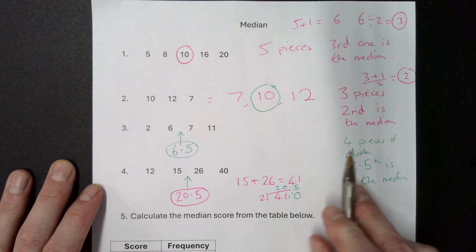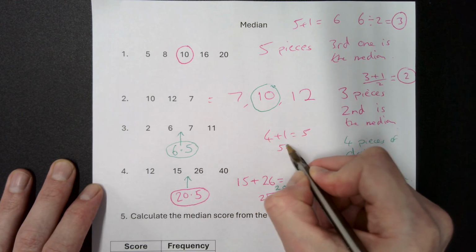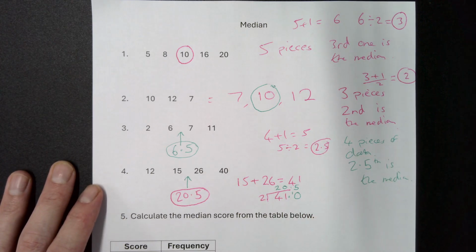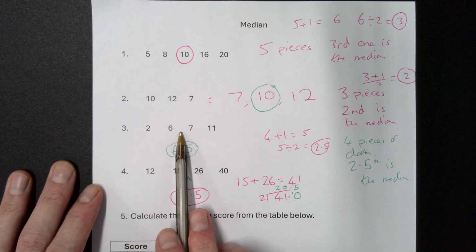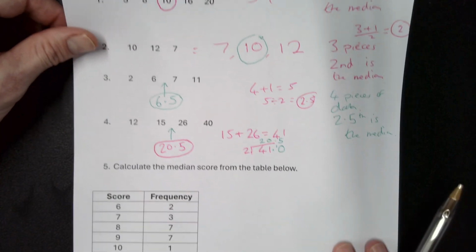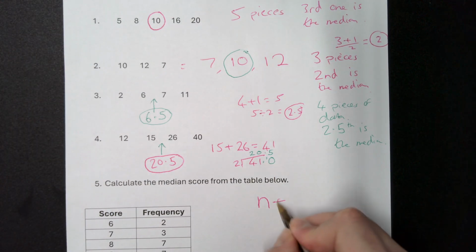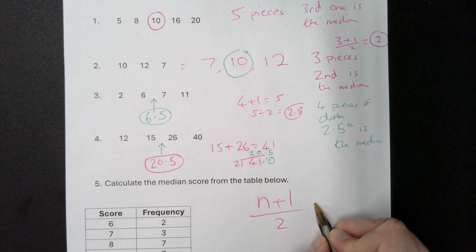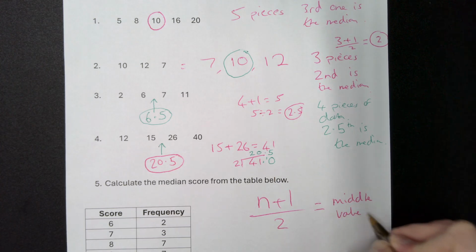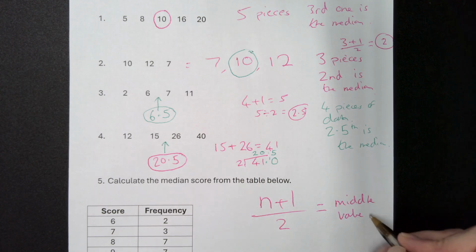If you've got 4 pieces, so these 4 here, 4 plus 1 equals 5, 5 divided by 2 is 2.5. So it fits, the 2.5 piece of data. So the rule to find the median from any amount of values is: the number of people or values, add 1, then you half it. That gives you the middle value position. It tells you where it is. Position.